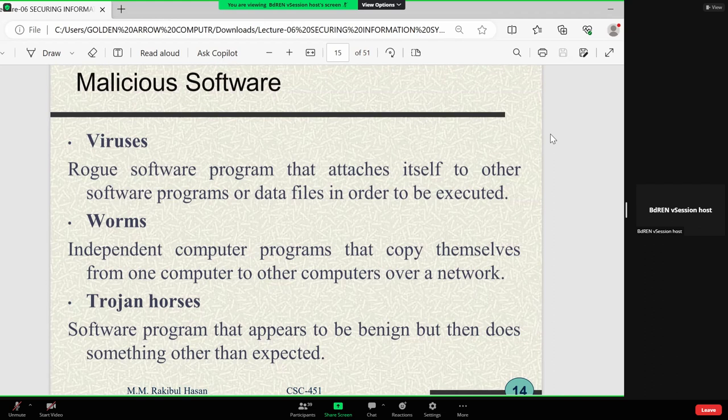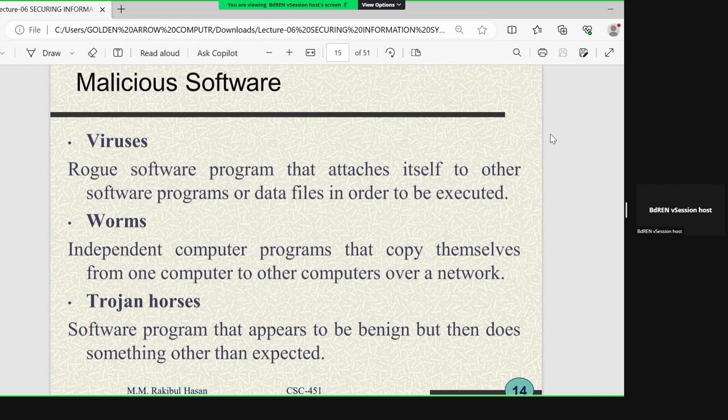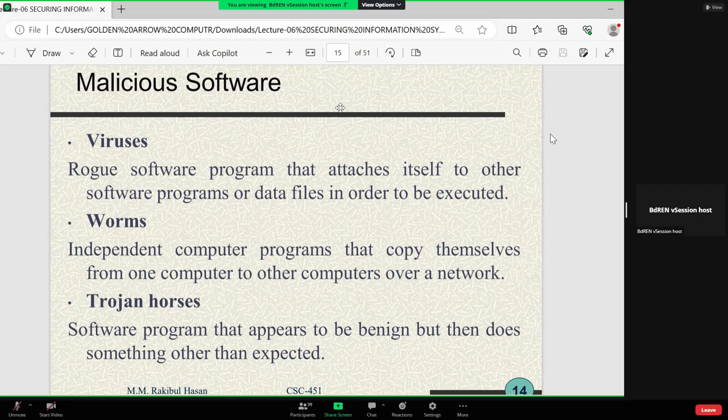Now, a biological virus and a computer virus are not basically the same. They are different, but they have some common characteristics. Like a biological virus, they need a host to survive. Without a host, a biological virus cannot survive, like corona or other viruses. Same way, a computer virus attaches itself to another file, maybe an audio file, video file, or text file. They attach themselves to another document. Clear? First characteristic.